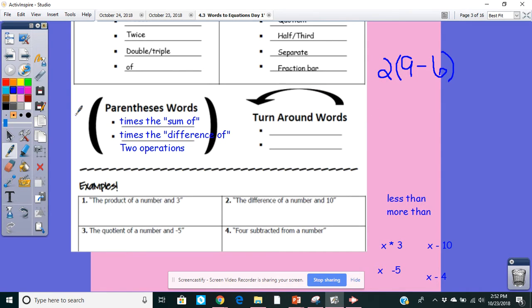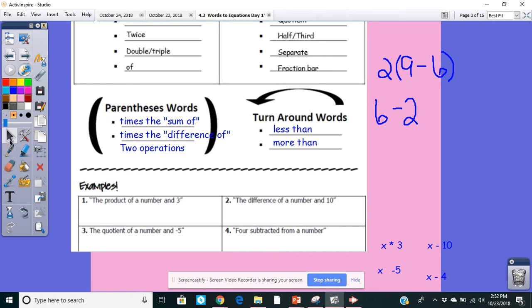times. Anytime that you see 2 operations, turnaround words are less than and more than. If you see 2 less than 6, that means 6 minus 2. Turnaround words means you're going to write it backwards from the way you say it. Those are real important subtraction words to be aware of.